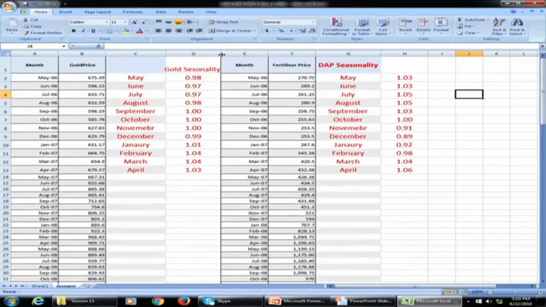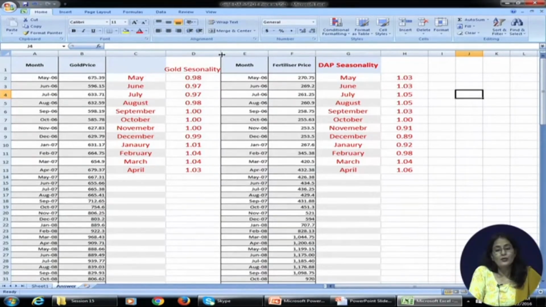But still, can we consider, let's say, 0.99 to be a less seasonal value than 1.01? Theoretically speaking, yes. However, only when there is a substantial difference in these numbers can we say that some months are high seasonal months and some months are low seasonal months. So if you analyze the points from May to April, as mentioned here, there is not much of a difference in case of gold.